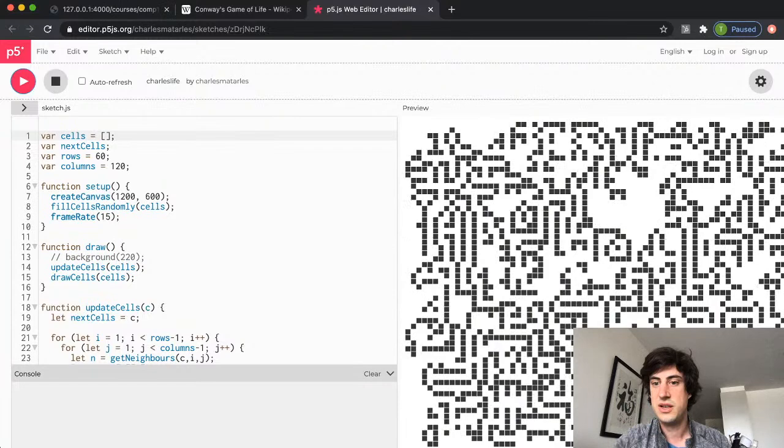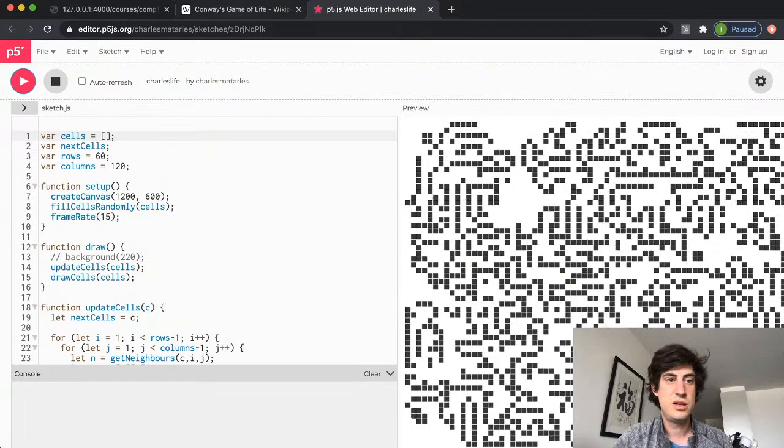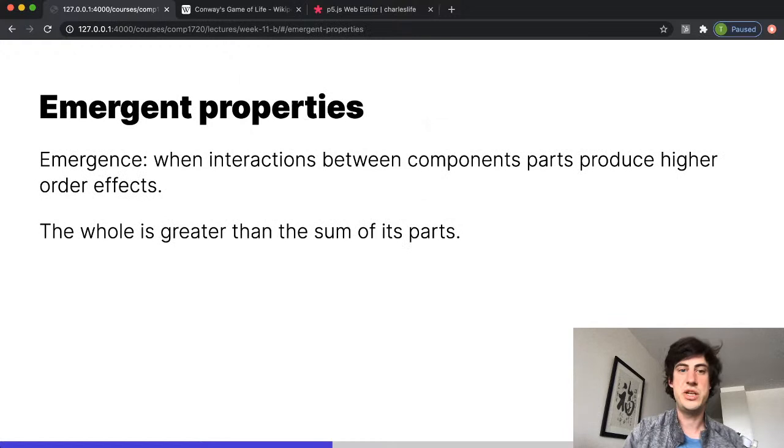I wonder if we've just got this huge meta, non-moving oscillator that's just incredibly complicated. Just going to do one more thing and just play it again. Come back to it. So that's what we're talking about. We're talking about emergent properties. And these are the things that help our metaphors and our interference patterns and things happen. It's when interactions between component parts produce higher order effects.